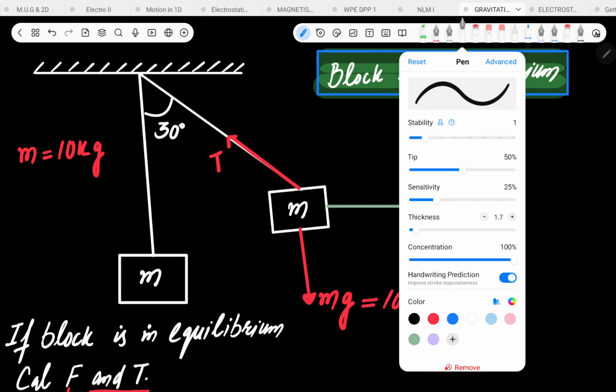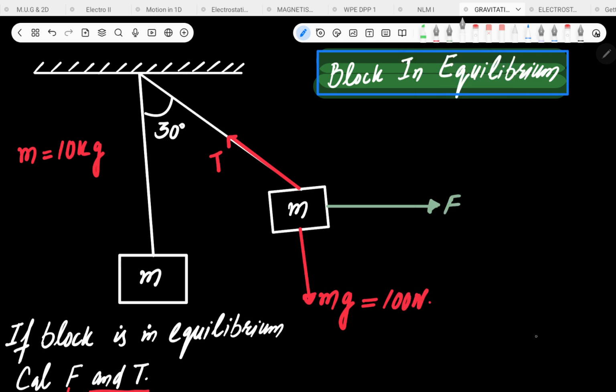The next step will be that I will try to resolve this T into the rectangular components. So it will obviously have two components, one component in the vertically upward direction, another component in the horizontal direction, exactly like this. Now since this angle is 30 degree, this angle has to be 30 degree also. Now this T has two rectangular components. This component will be T cos 30, isn't it? And this component will be what? It will be T sin 30 degree.